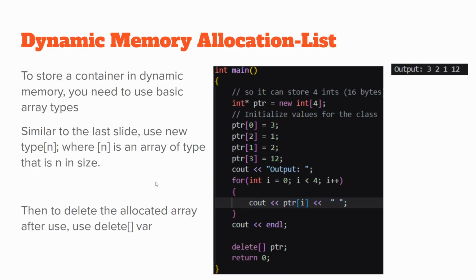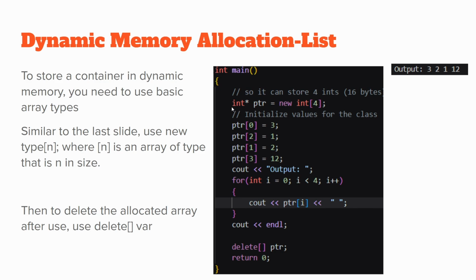Alright, so now we'll talk about dynamic memory allocation in a list, also referred to as a dynamic array. To store a container in dynamic memory, you need to use basic array types. It's similar to the last slide, where you use the format new type[n] on the right side of your pointer initialization, where n is the size of the array of that type. Then to delete the allocated array after use, you have to use a special keyword, similar to last time, except you just add the brackets at the end of delete.